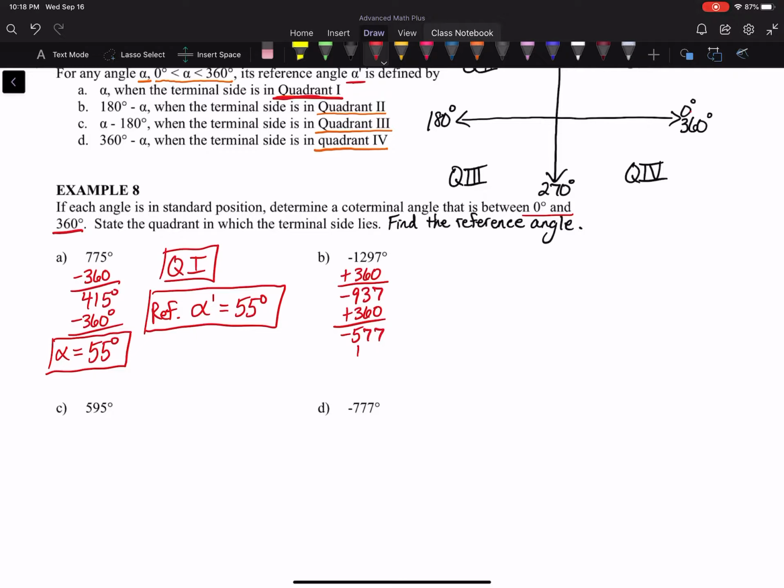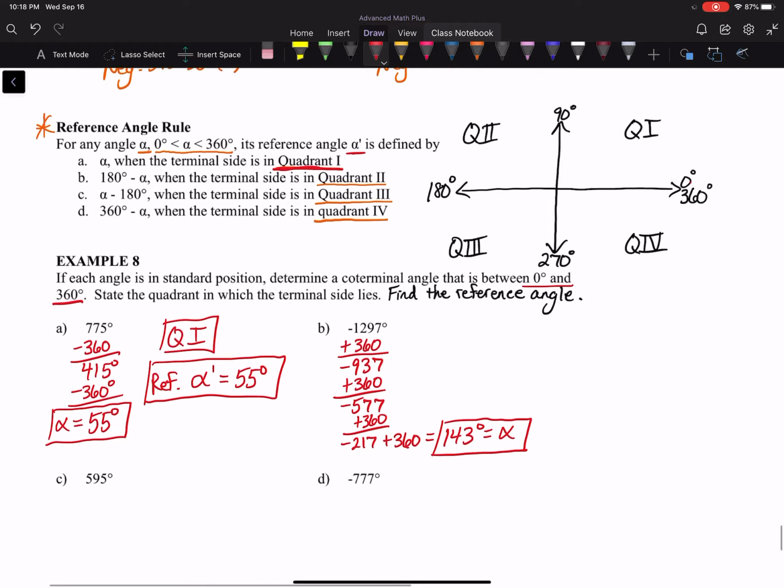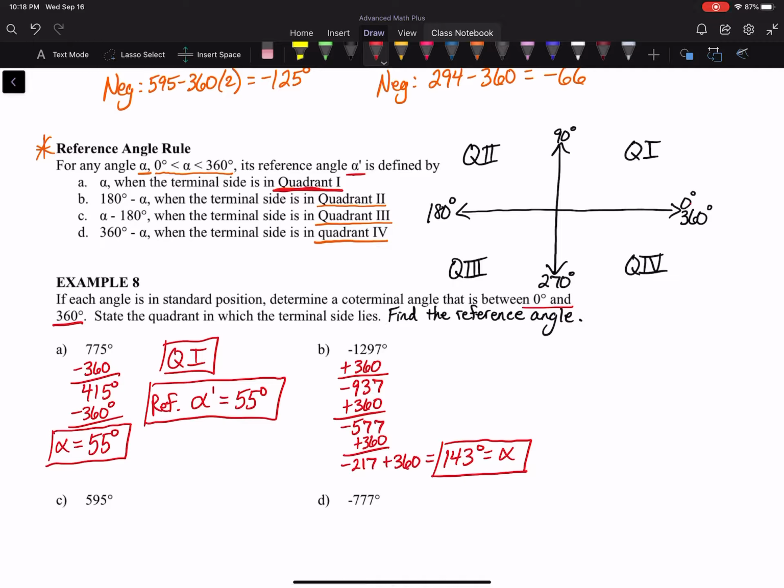That still is not between 0 and 360, so we're going to add 360 one more time. We got negative 217, and finally, we add 360 one more time. We get 143 degrees. That is our alpha, our coterminal angle with negative 1,297. Now, 143 is between 90 degrees and 180 degrees. So it's in quadrant 2.